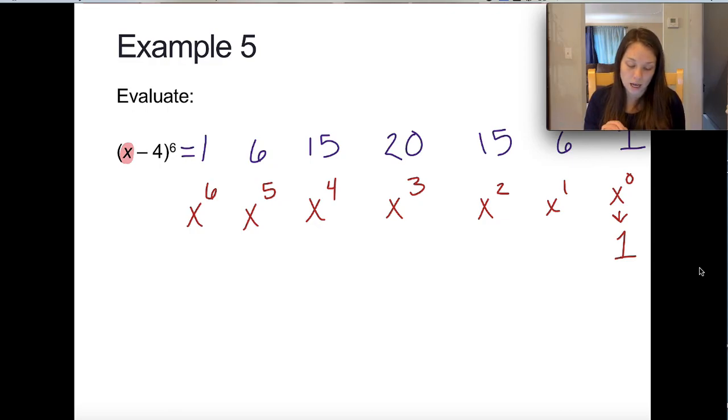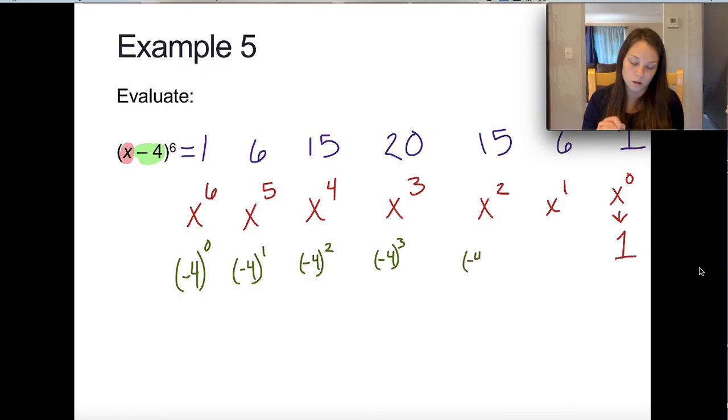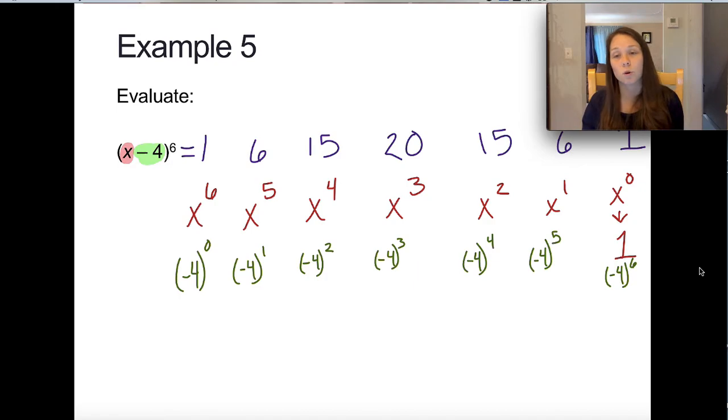Now I'm going to take my second term, which is -4. Remember, you have to take that sign with it. And don't forget your parentheses. So we end up with -4 to the power of 0, -4 to the power of 1, -4 squared, -4 cubed, -4 to the power of 4, -4 to the power of 5, and then -4 to the power of 6.